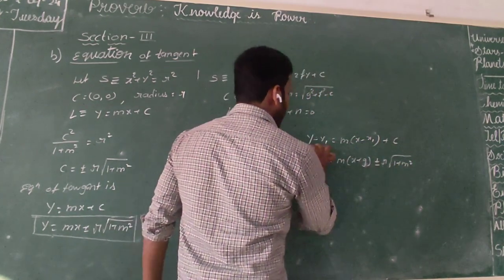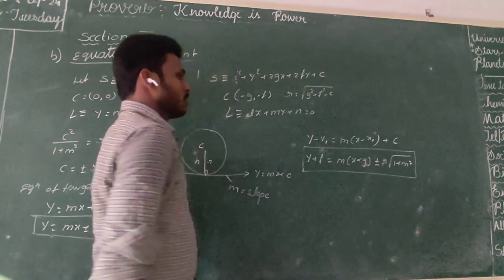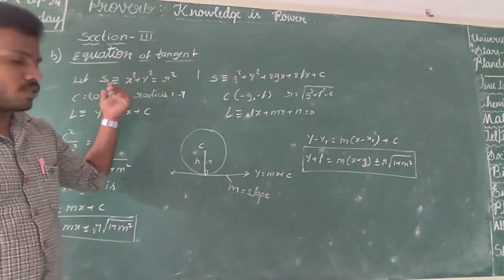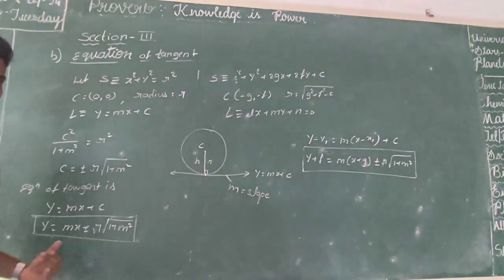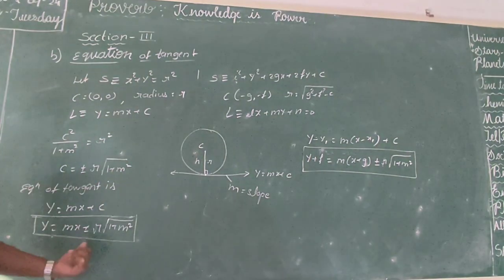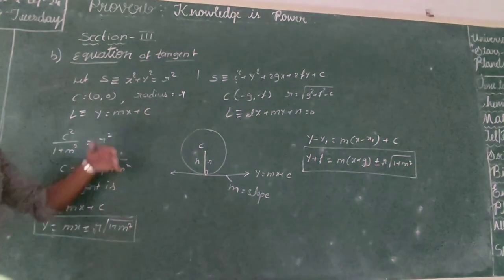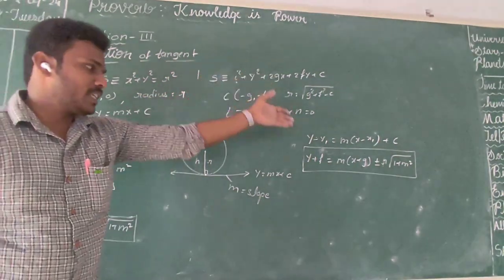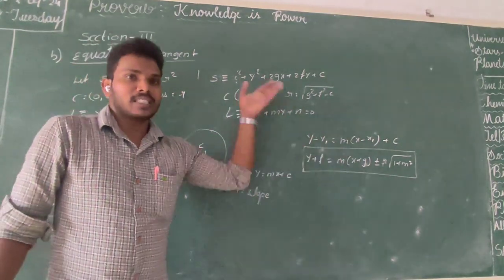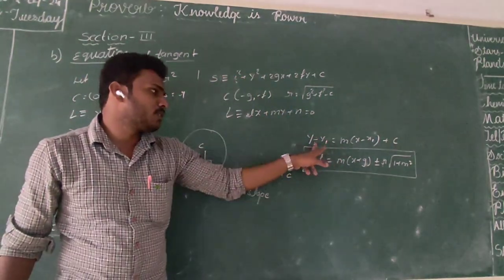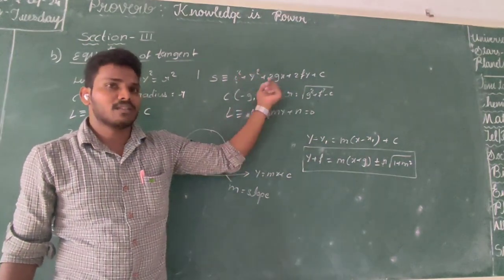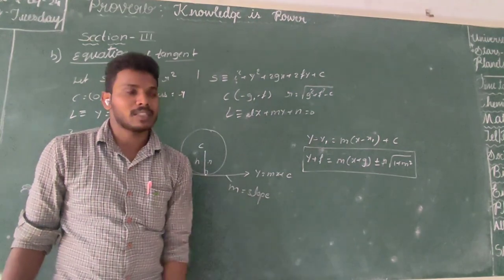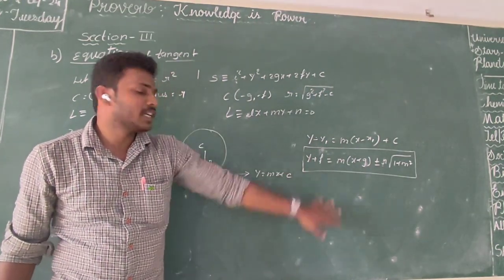In the same manner, when the center of the circle is the origin, we directly take y equals mx plus or minus r into root over 1 plus m square. If the circle equation has a center other than the origin, we substitute the center value: y minus y1, with the center at minus f, becomes y plus f, so m of x minus x1 plus some constant. That's how we get the equation.